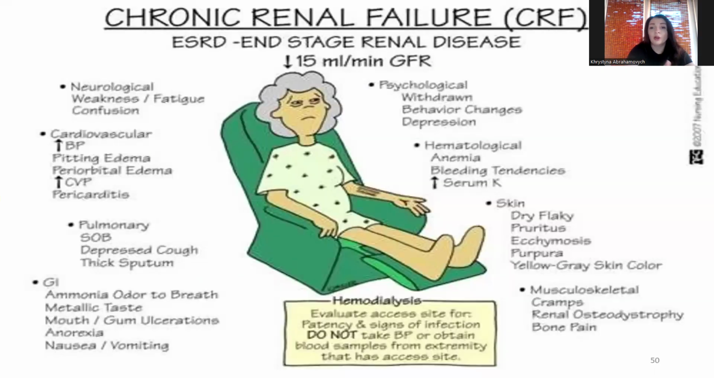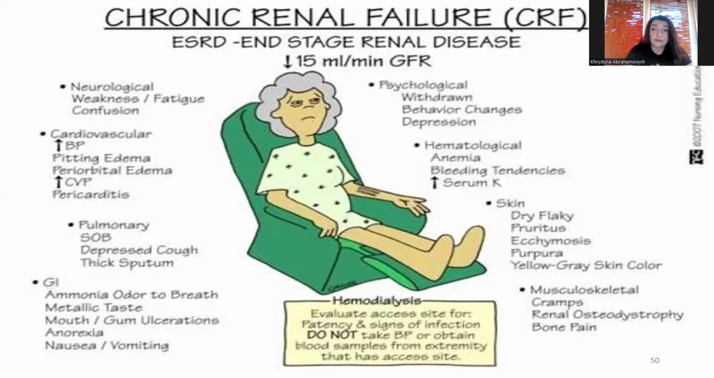Now, next, what I want to show you is what will happen with your patient at end-stage renal failure, when glomerular filtration rate is 15 and less, and when your patient is already treated with the help of renal replacement therapy. So each of the systems of the body will be injured. Your patient will have neurological problems, cardiovascular disease and disorders, pulmonary abnormalities may occur, also gastrointestinal disorders, psychological problems, hematological problems, skin disorders, and even musculoskeletal disease.